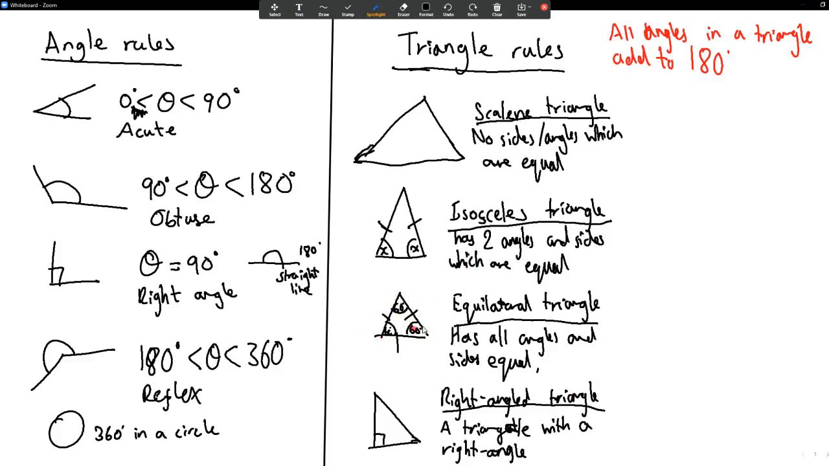The reason I've put 60 degrees is because of this rule up here, that all angles in a triangle add to 180 degrees. And if all the angles are equal, we then get 3x, in which x is our angle, equals 180. Because they're all the same, we know it's 3x, so we get x equals 60 degrees. And finally, we get the right angle triangle. This is called the right angle triangle because it's a triangle with a right angle. It's quite self-explanatory, and this is a special type of triangle that we're going to look at today.